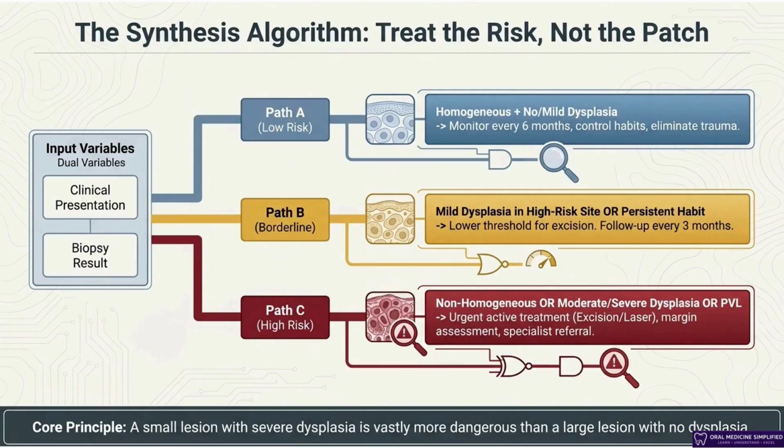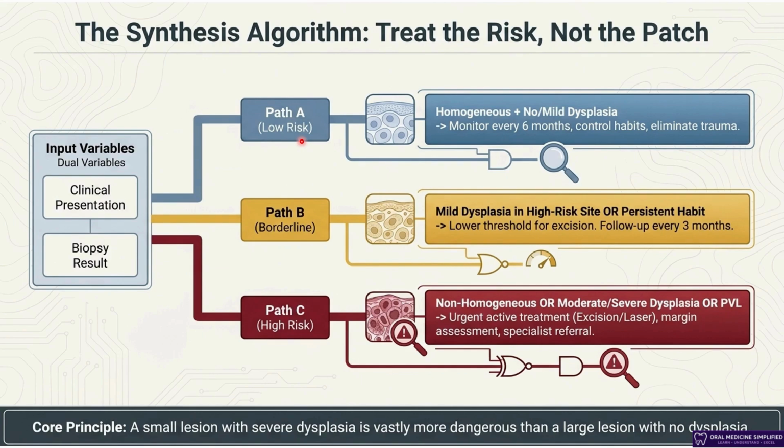Now let us put the clinical pathway together. We begin with input variables: clinical presentation, lesion site, surface, appearance, risk habits, and biopsy results. If the lesion is homogeneous with no or mild dysplasia and is at a lower risk site, it may be categorized as low risk. And for this lesion, it can be managed with habit control, removal of irritants, monitoring, and follow-ups.